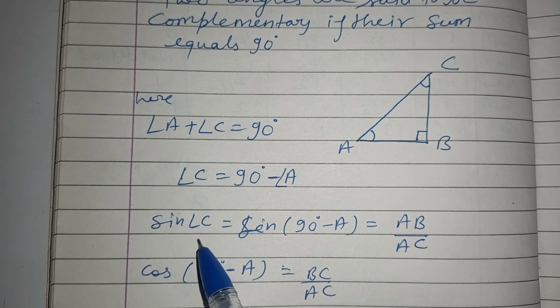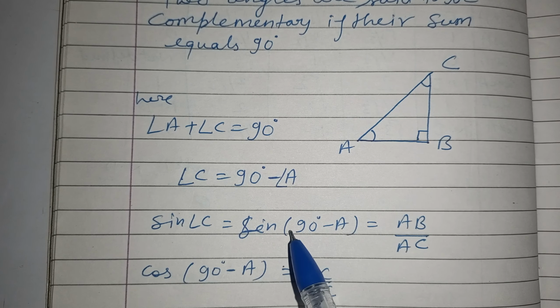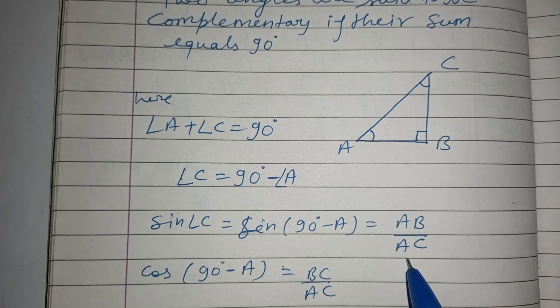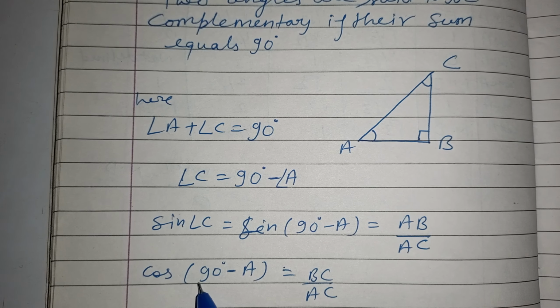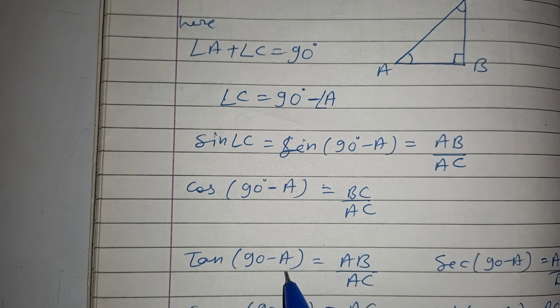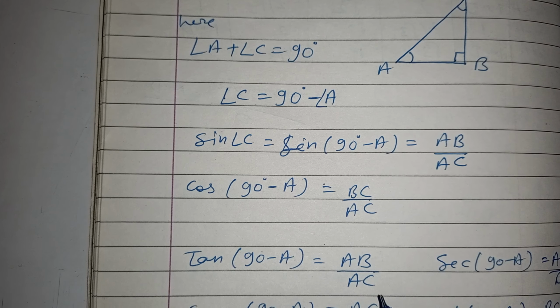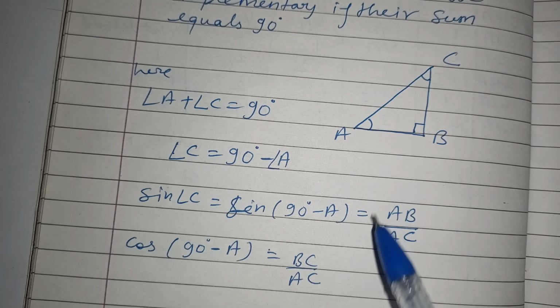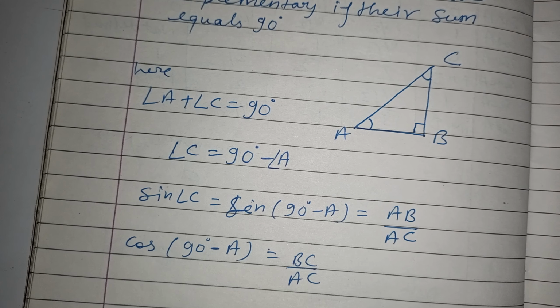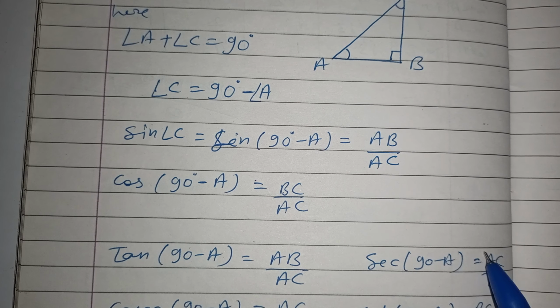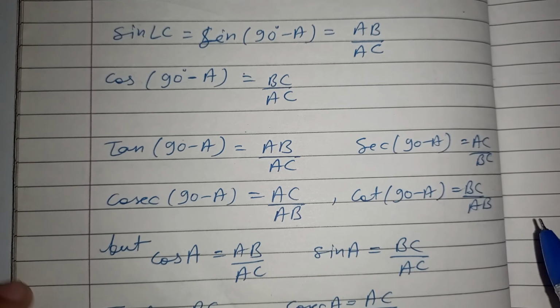So if we take sine of angle 90 minus A, it will be equal to AB by AC. If we take cos 90 minus A, it will be equal to BC by AC. If we take tan 90 minus A, it will be equal to AB by BC. You can see the triangle. We are using just this triangle to operate our numbers. Sec 90 minus A is equal to AC upon BC. Cot 90 minus A is equal to BC upon AB.